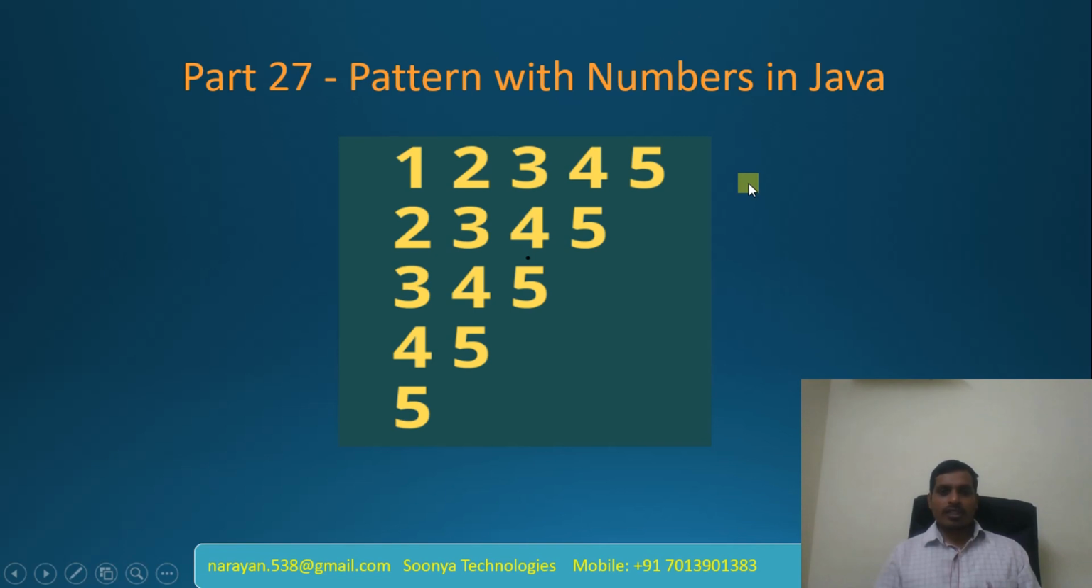Today I am going to discuss pattern with numbers in Java like below. In the first row we need to display 1, 2, 3, 4, 5, and in the second row 2, 3, 4, 5, and in the third row 3, 4, 5, fourth row 4, 5, and fifth row 5.